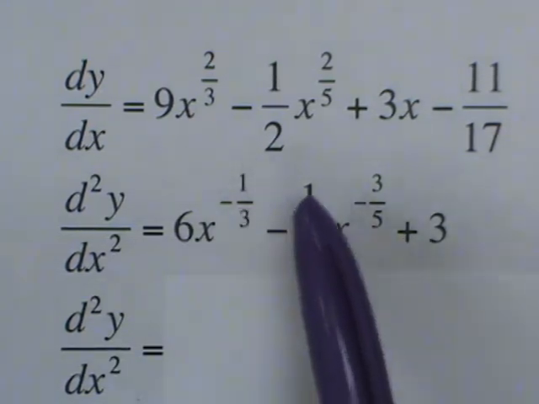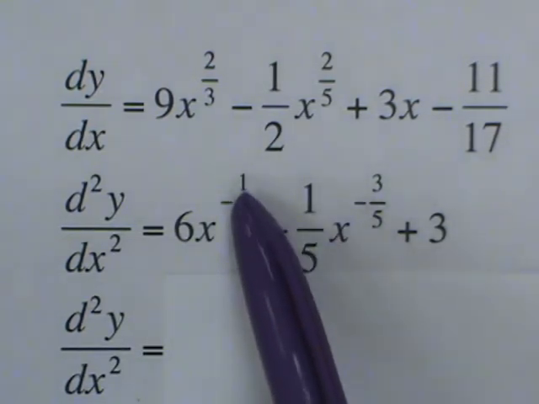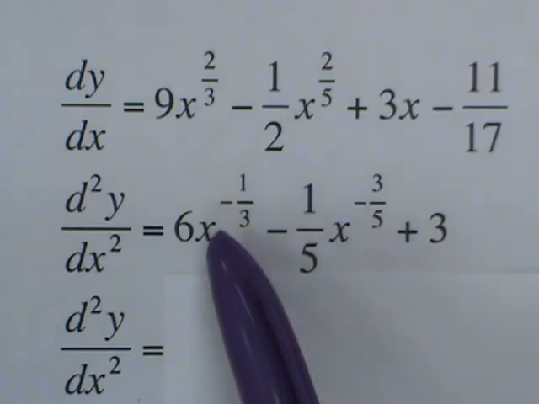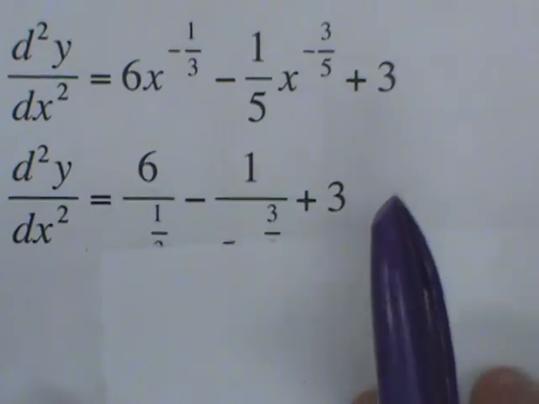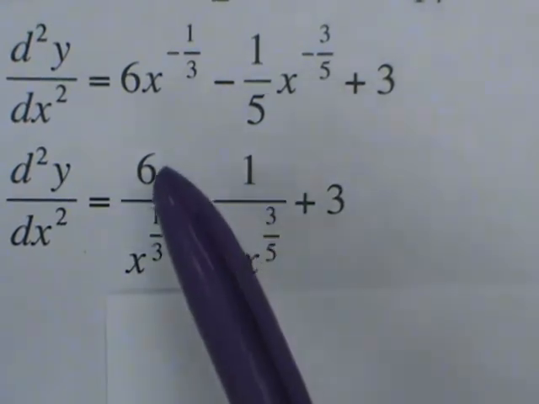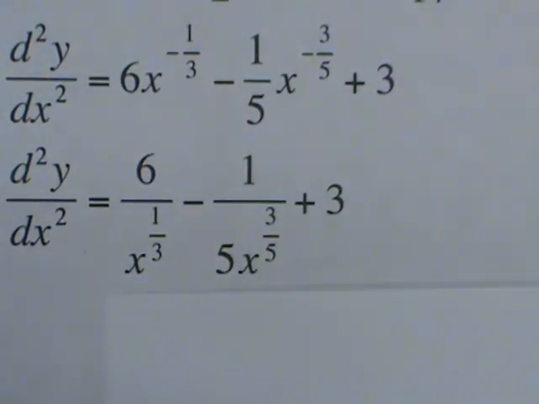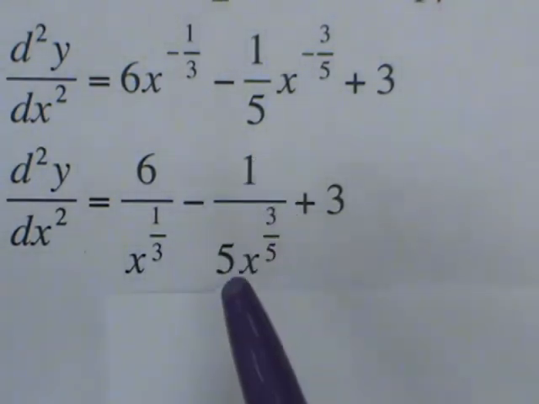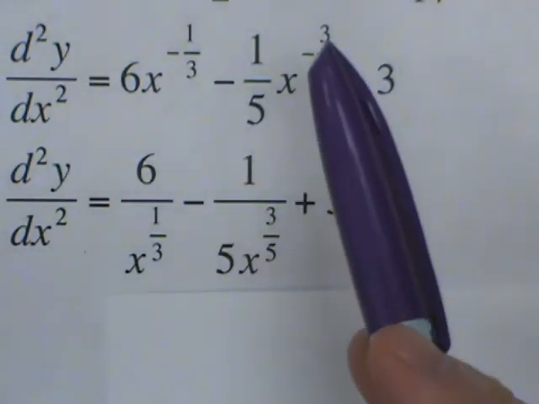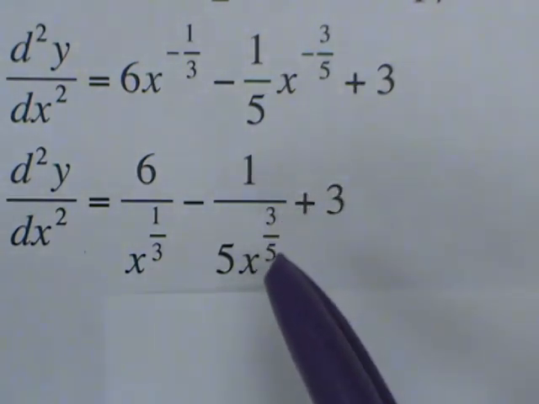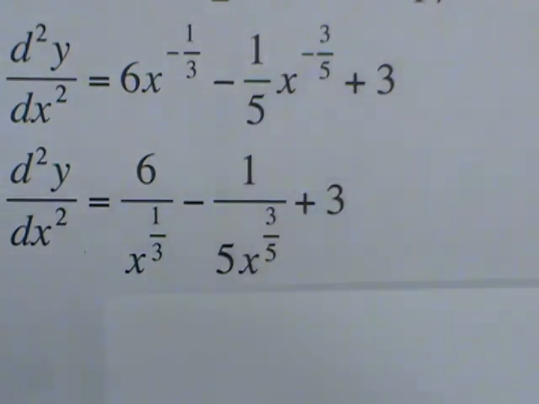We don't like those negative exponents, so of course I'm going to need to drop the x component down as a denominator. As I drop it down, I will write it as 6 over x to the 1/3 minus 1 over 5. The 5 was already down there. And this x to the negative 3/5 comes down as x to the positive 3/5 plus 3.